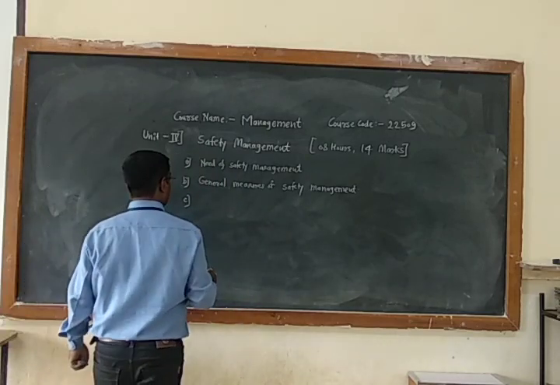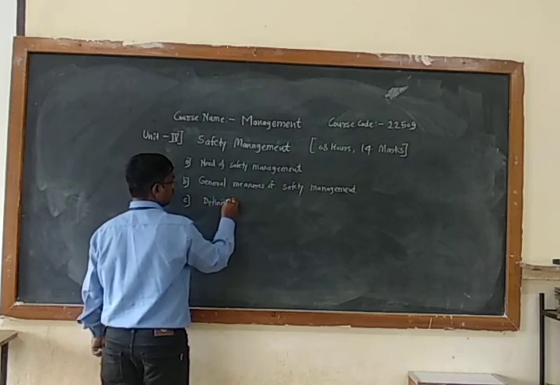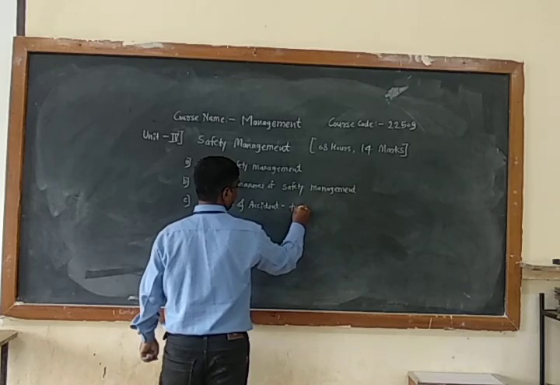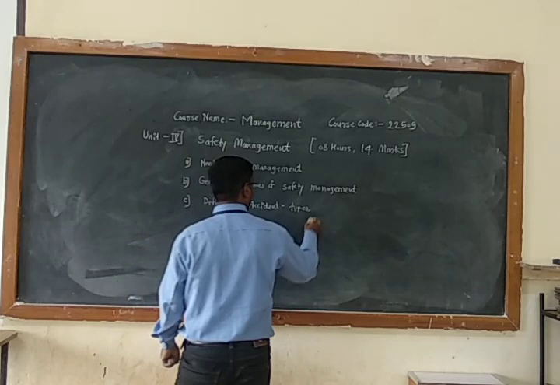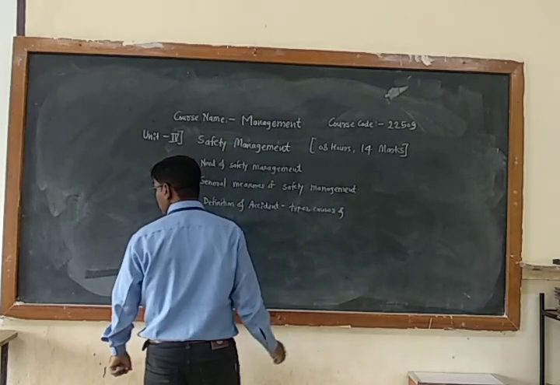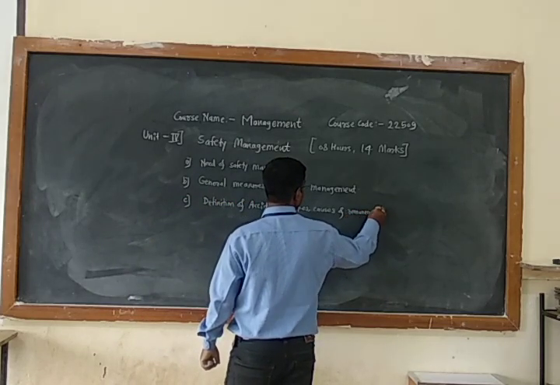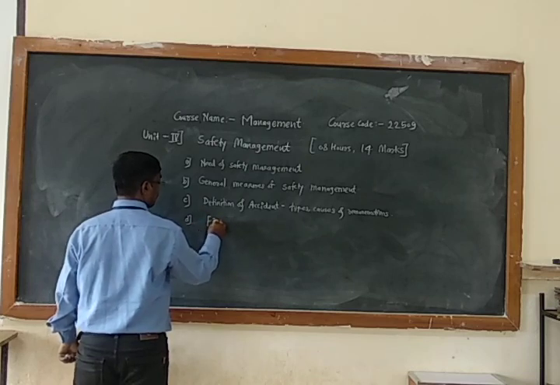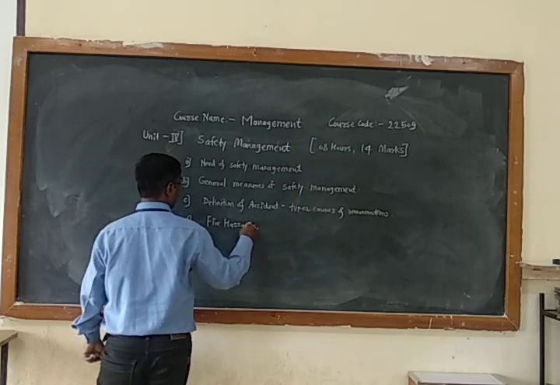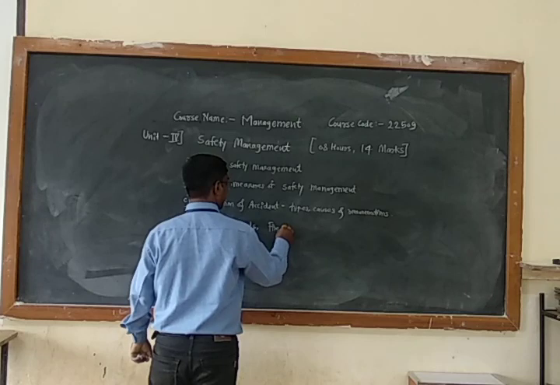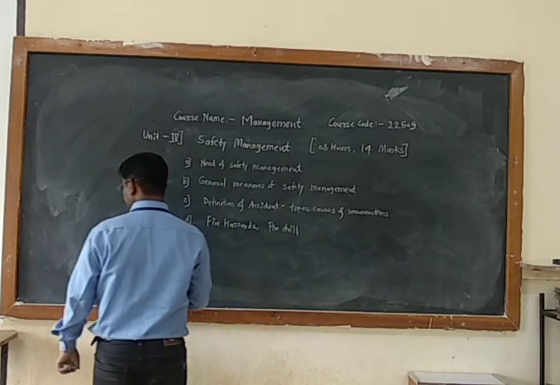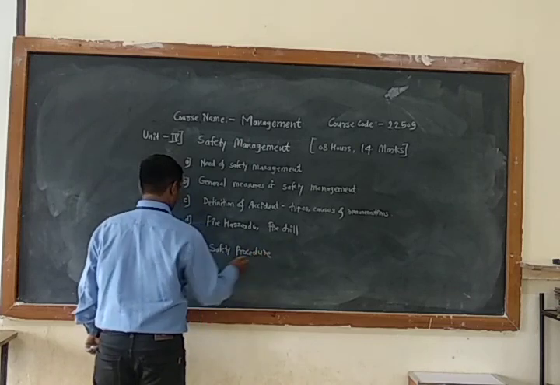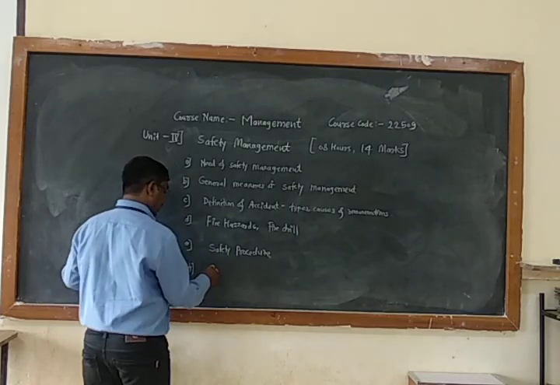The third one, that is nothing but the definition of accident, its various types, causes and remunerations. The fourth one, that is nothing but fire hazards, fire and drill. The next one, safety procedure. And the last one, that is work permits.